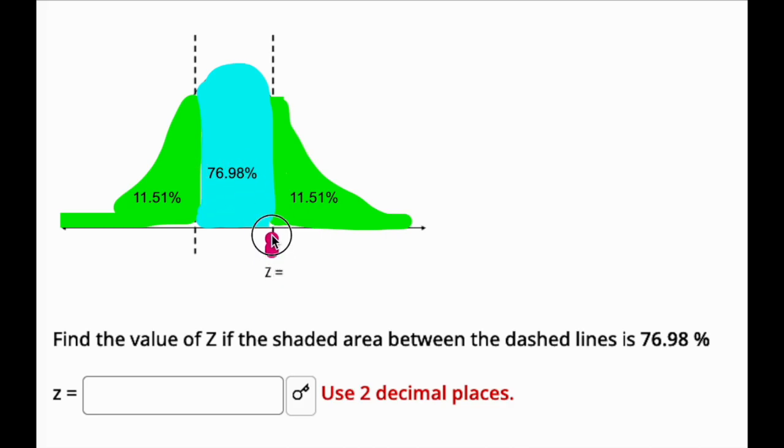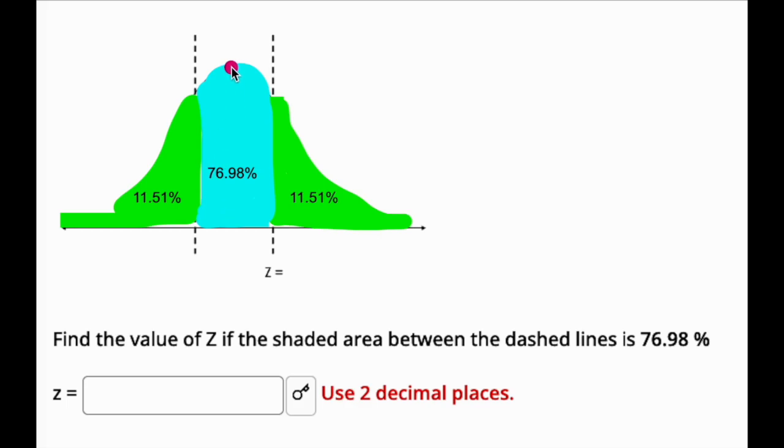Now, if I want to find the value of z, I need to know the area to the left, because that's how the chart works. The chart uses only the area to the left. So we need to figure out these values.